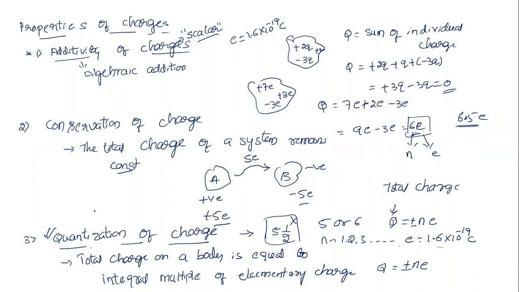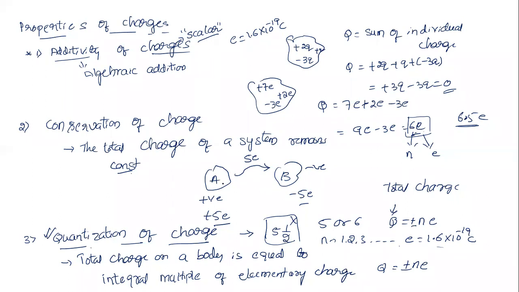What is the meaning of neutral condition? Nothing but the amount of positive charge is equal to the amount of negative charge. If you add them up, it becomes neutral. If you charge a body, look at the previous example, the second one, conservation of charge. As we rub A and B, what will happen? An electron is going to transfer from A to B. So body A is going to acquire positive charge and body B is going to acquire negative charge.